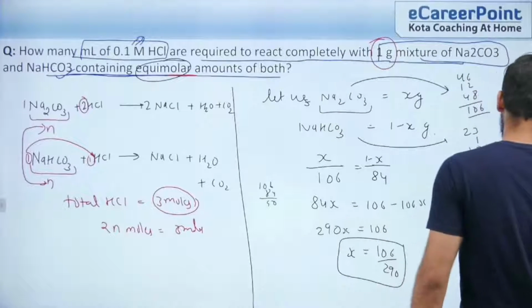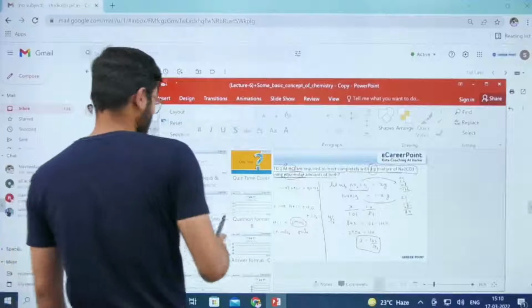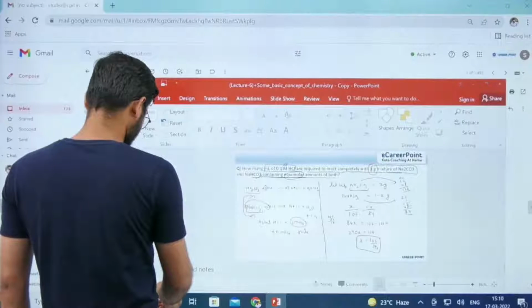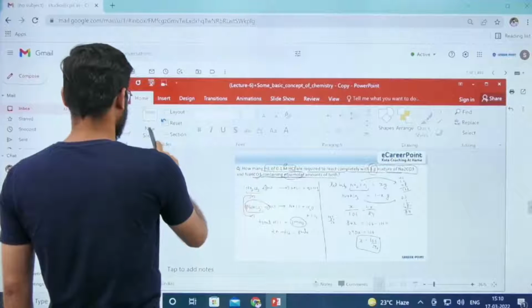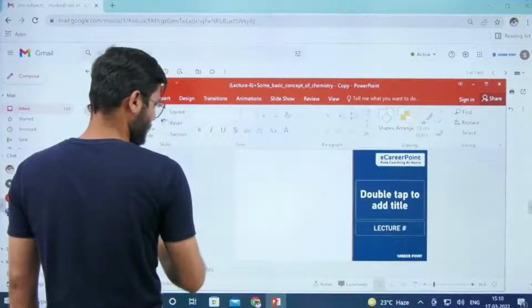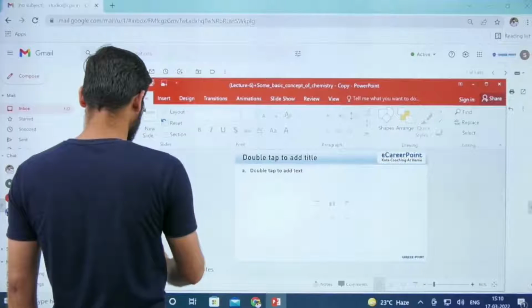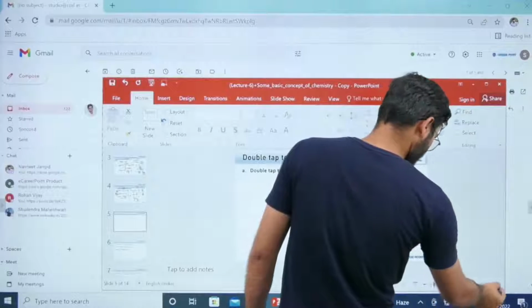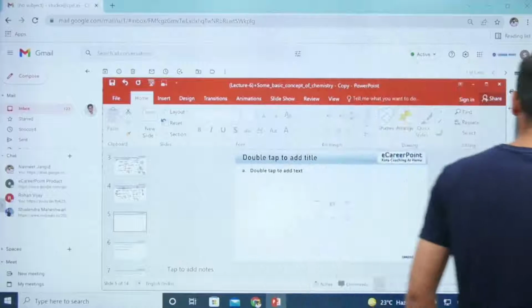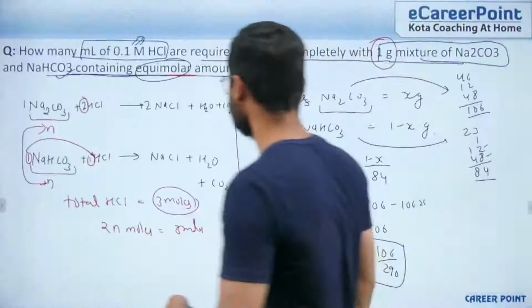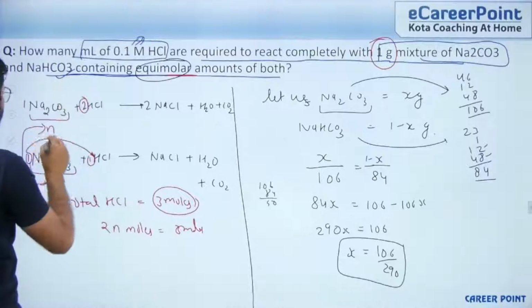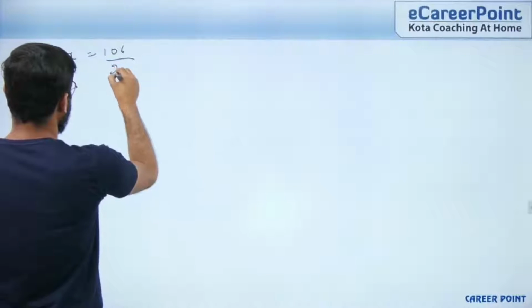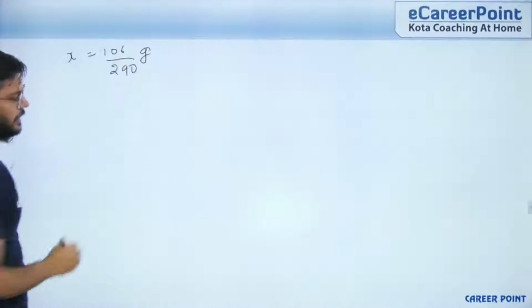Let me solve it for all of you. I don't think you are doing it. Okay, so see how to do it. Okay, so now you got x. What is the x? You got x is 106 upon 290. You got the value of x, the weight in this many grams.